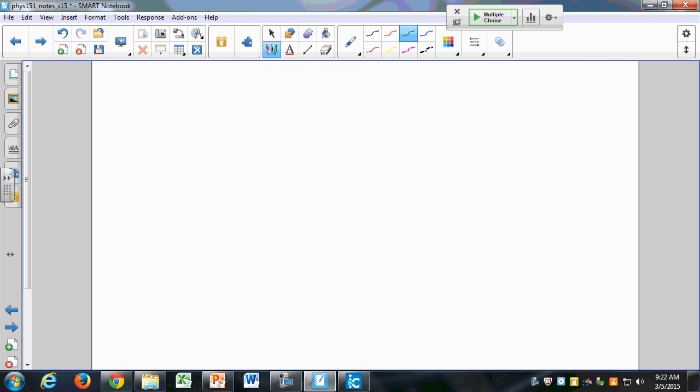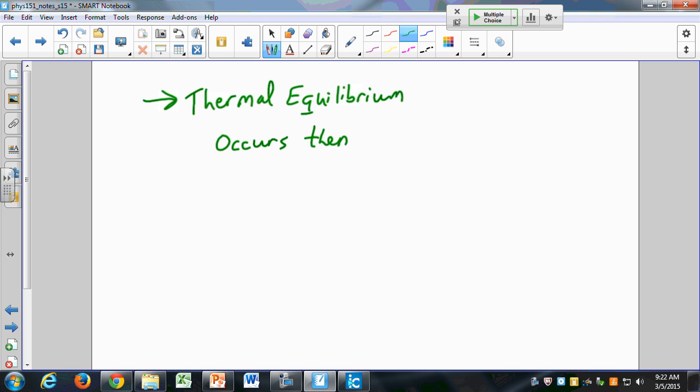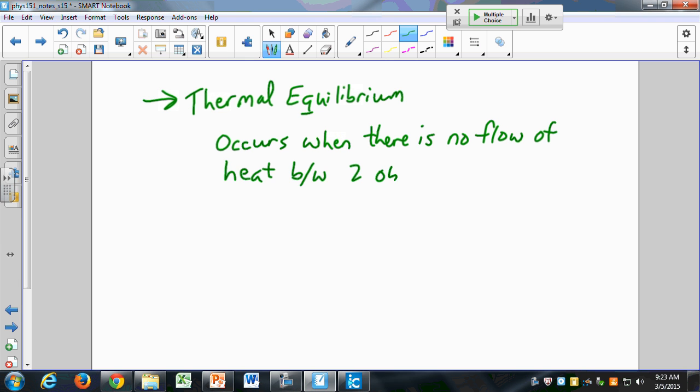Thermal equilibrium. Let me write that out. Thermal equilibrium occurs when there's no flow of heat between two objects. And this only occurs when you have the same temperature.